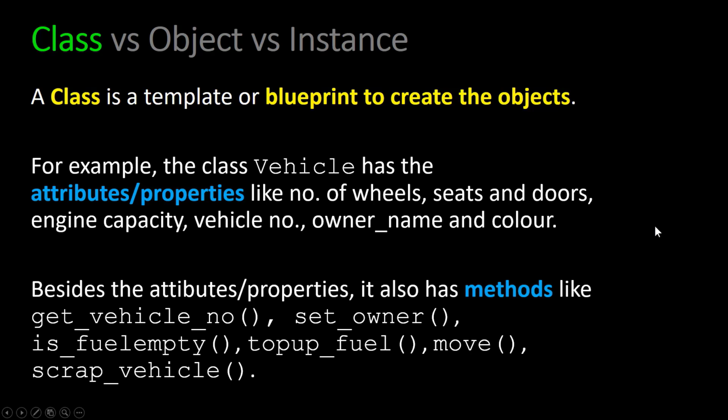Now, besides the attributes and properties, it also has methods to work on all these data. Methods like get the vehicle number, set the owner when the vehicle changes to a new owner, check whether the fuel is empty, top up the fuel, move, or scrap the vehicle.